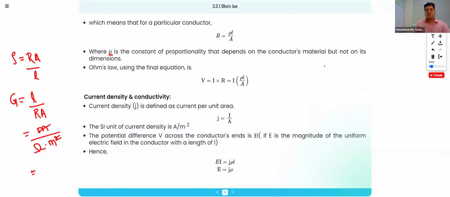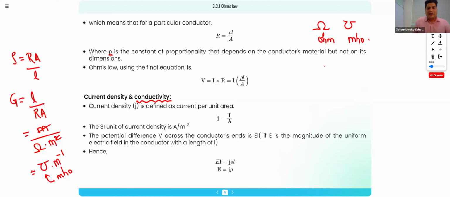You know what 1 upon ohm is known as? It can be written with this symbol, and with meter inverse. This is nothing but your mho. Previously it was ohm, now it is mho. Ohm is represented by this symbol, and mho by the inverted symbol. So what is conductivity? It is the reciprocal of resistivity. The unit will be mho meter inverse.